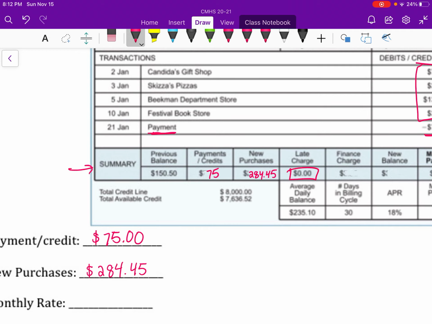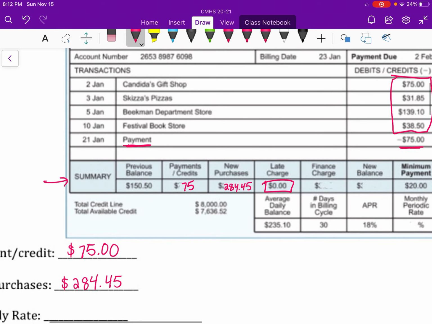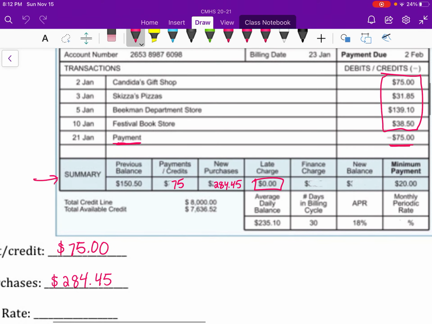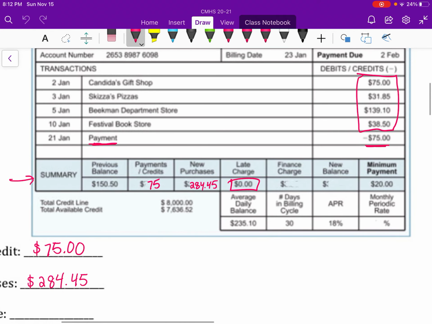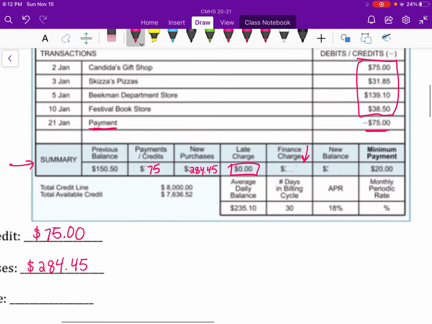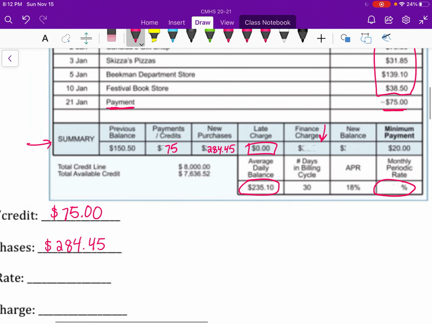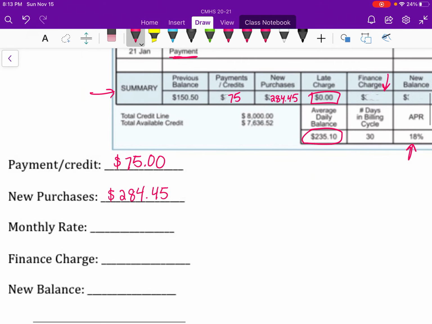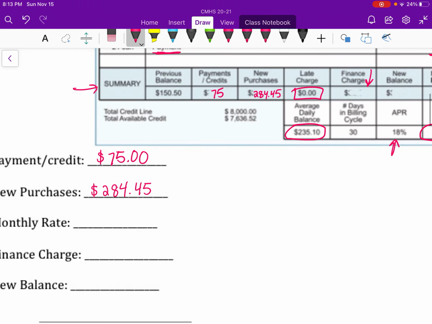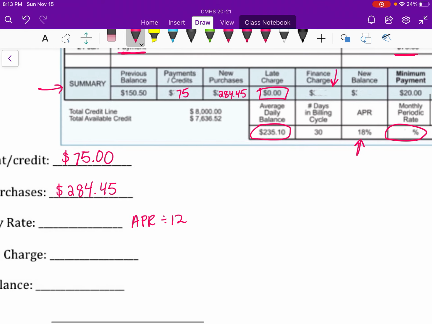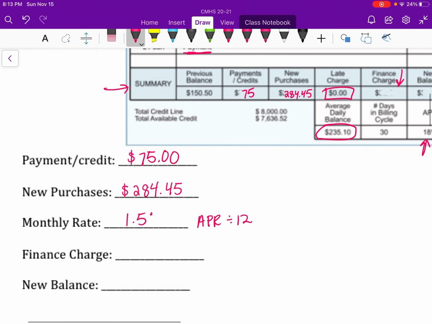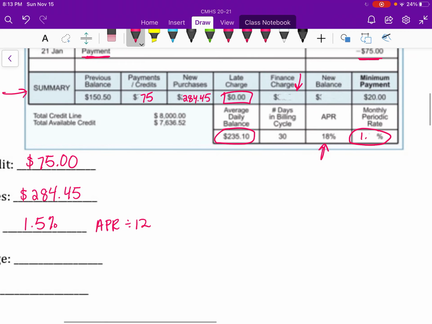It's 0. So what that means is last month they probably paid right on time, so it was not late. They did not have any late charge. Next is the finance charge, and for that we need the monthly rate over 100 times the average daily balance. Well, here's the average daily balance, but the monthly rate is missing. But we do have the APR. So the next slot is the monthly rate. How do you find the monthly rate? Remember, it is the APR divided by 12 months. So 18 divided by 12, that is 1.5%. So this monthly rate is 1.5.